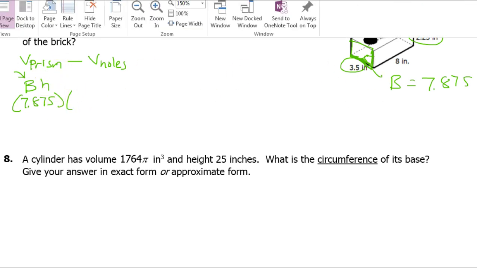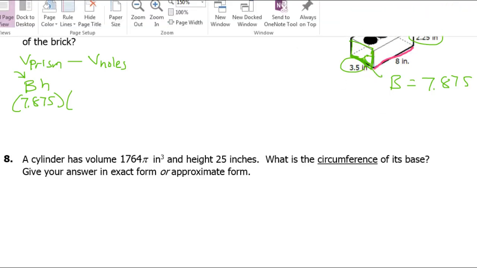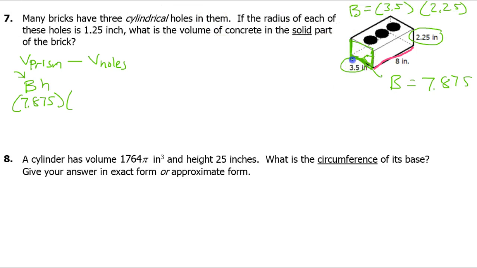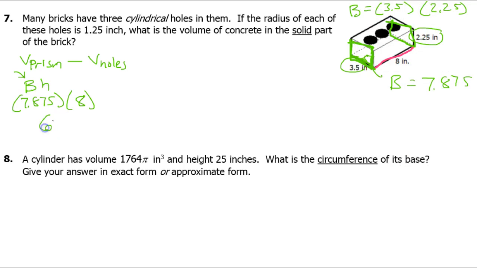Now, understand the height of the prism is always going to be the distance between the 2 bases. So I've got this rectangular base here, and I've got another rectangular base here. And this red line is the distance between them, so that's the height. Okay, so this is the volume of the whole prism. So it's just this times 8. So I get 63 for the volume of the prism.